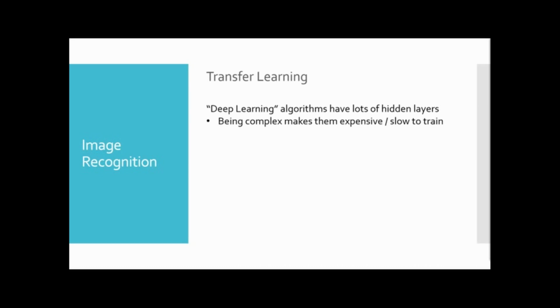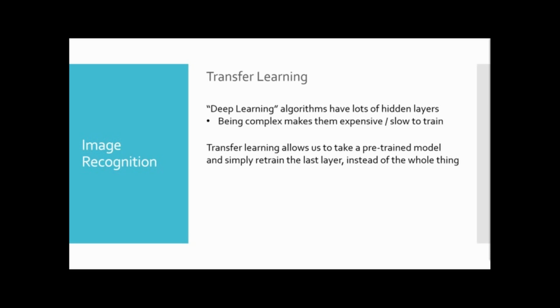And so we have this concept that we can leverage. As it turns out, being able to tell the difference between some types of objects actually teaches good lessons for telling the difference between other, unrelated objects. We call this concept transfer learning. What transfer learning allows us to do is take a pre-trained model and simply retrain the last little bit of it instead of the whole thing.